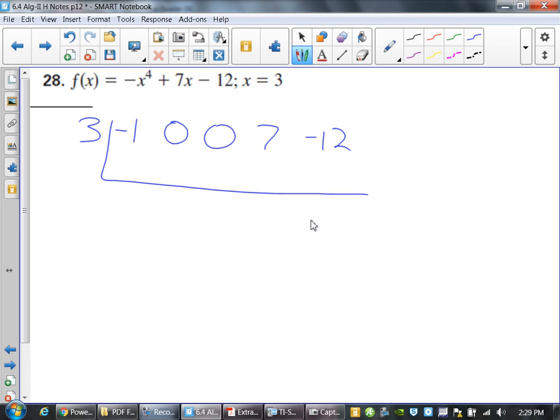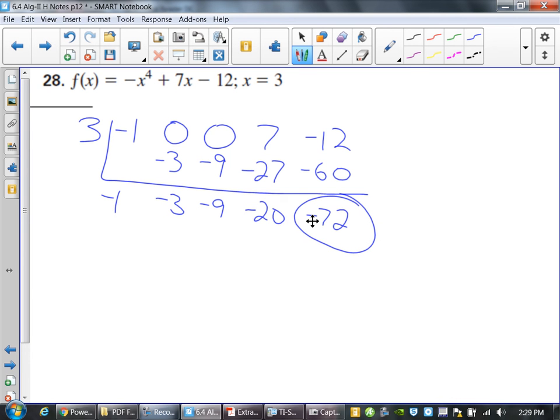When you're synthetically dividing, you drop, multiply, add, multiply, add, multiply, add, multiply, add. You will do a lot of synthetic division.